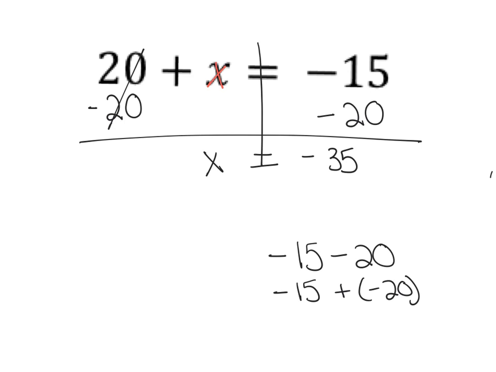And we can check our answer by plugging back in. So I have 20 plus a negative 35, which does equal negative 15. So I know the answer is correct.